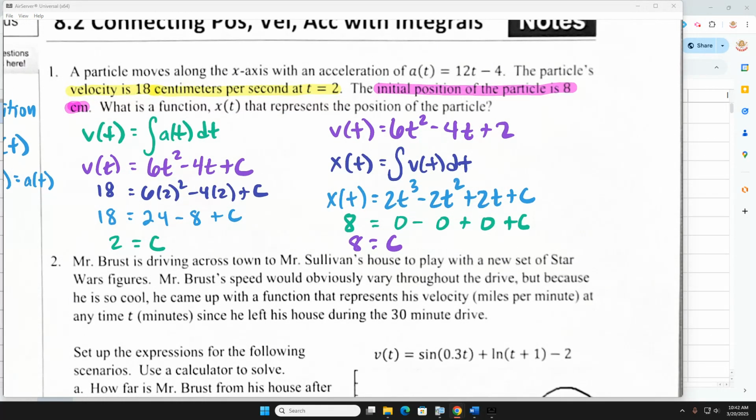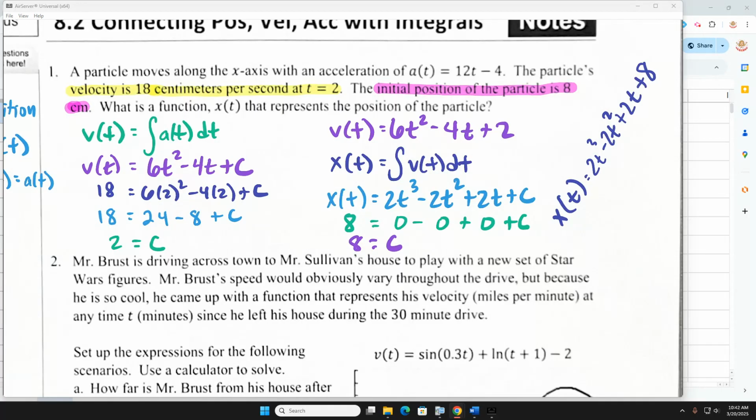All right, and then I'm kind of running out of room, but I can write my position function by taking that 8 and putting it into this light blue function for C. All right, any questions on that? Okay, so that's the main new thing we're going to do today.